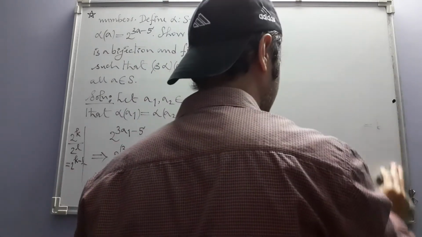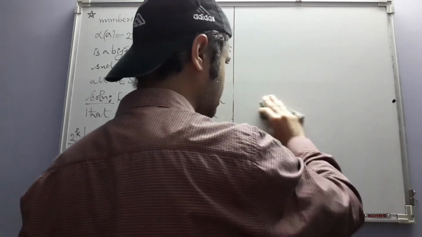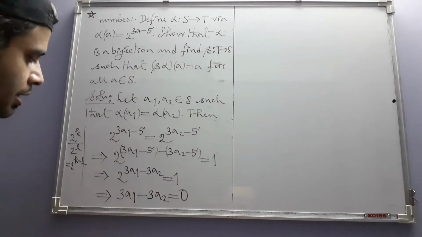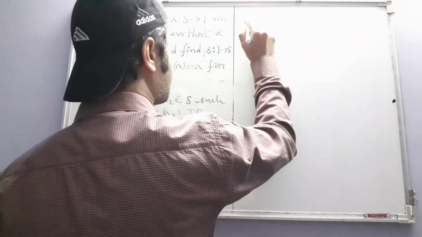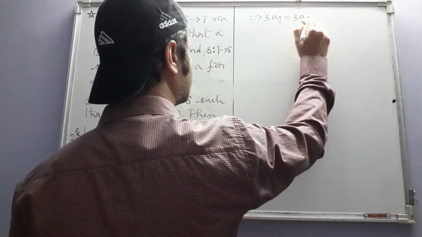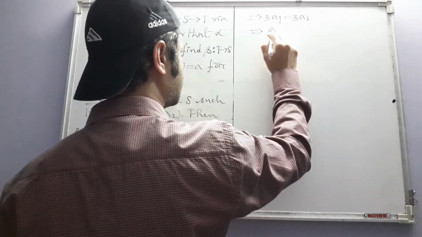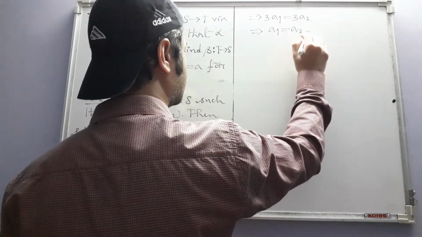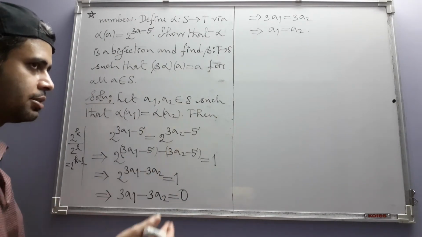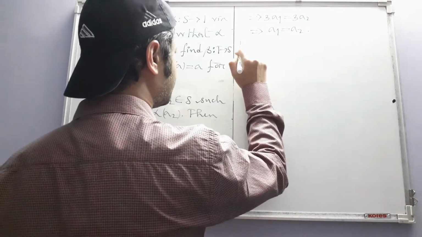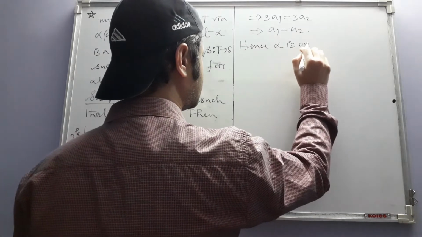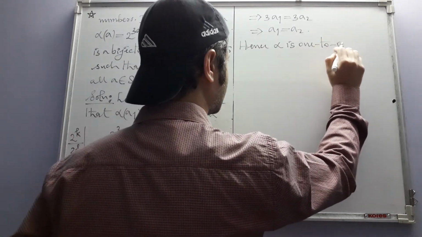If however a1, a2 are allowed to be any complex number, then it will be a different story. And this implies, cancelling 3 from both sides, a1 equal to a2. So outputs are equal implies inputs are also equal. Hence alpha is 1 to 1.